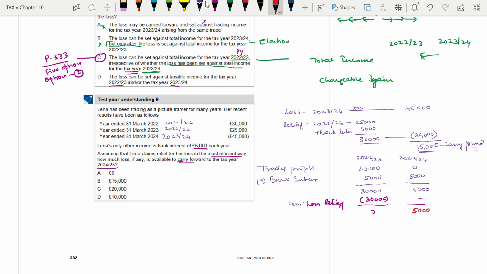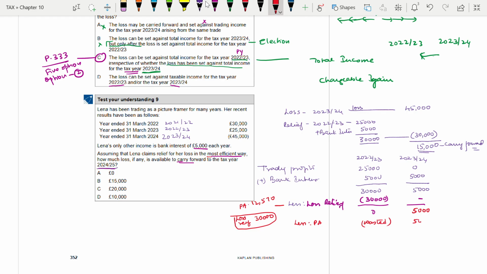Losses. What they are saying is the most efficient way. What we are doing here, we have a personal allowance of 12,570, and the loss relief is 30,000. We are using the loss relief completely, to the maximum extent. We are not using the personal allowance. It has been wasted.